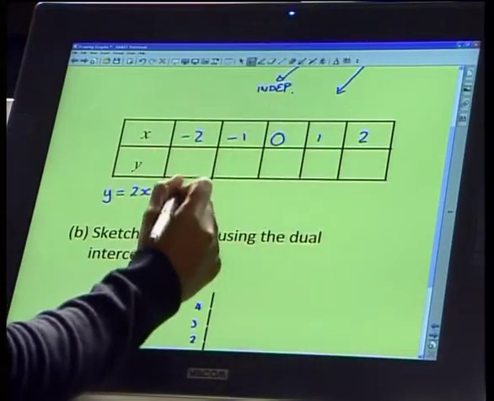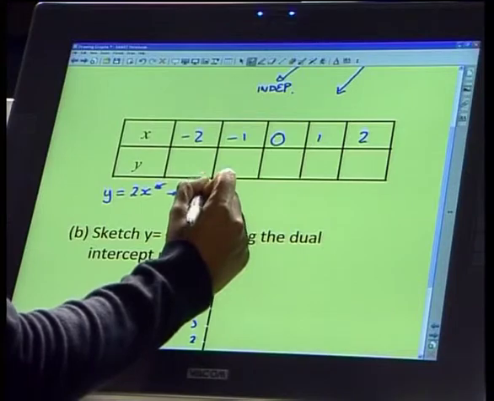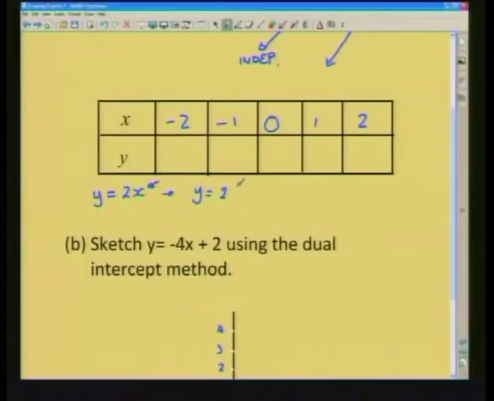So if I would like to find out what the y value is, all I do is substitute my x values. My first x value I've chosen is minus 2. So if I would like to know what the corresponding y value is, I put minus 2 in place of x in this formula, and I get 2 times minus 2, which gives me minus 4. So what this tells me is that on my axis, I am going to have a corresponding value of minus 4 when x is minus 2. So that is a point that I will plot.